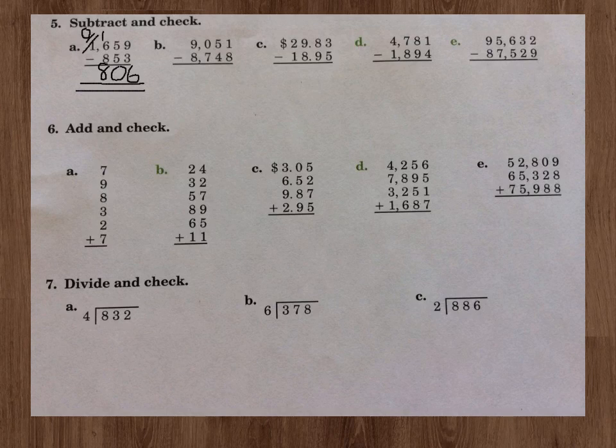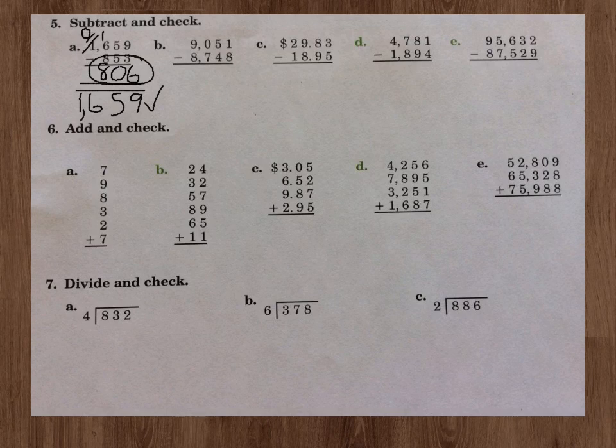Now to check if that answer is correct, you're going to add your 853 to your 806. And if you've done it correctly, then you're going to get what you had on top, the 1,659. So let's see. 3 plus 6 is 9. 5 plus 0 is 5. 8 plus 8 is 16. And since that's the same number that we had at the top, this is correct. It's not your answer, but that just shows that it checks. Your answer is 806.